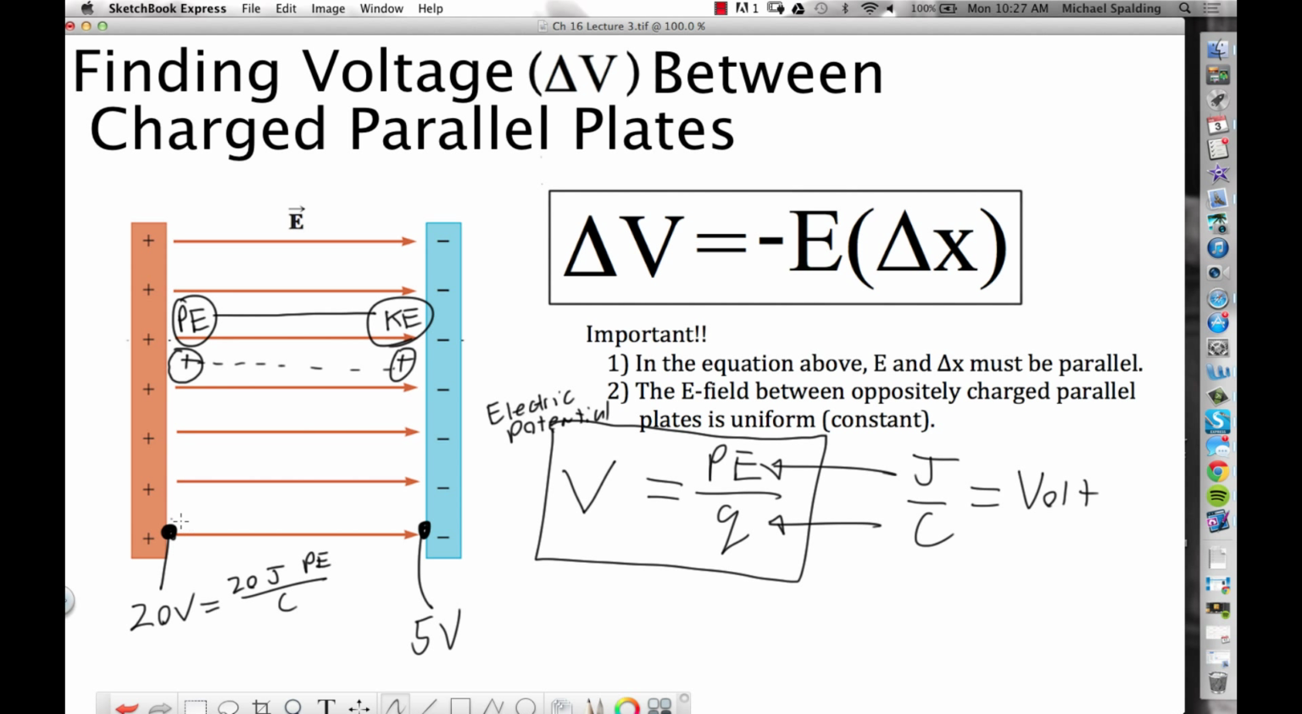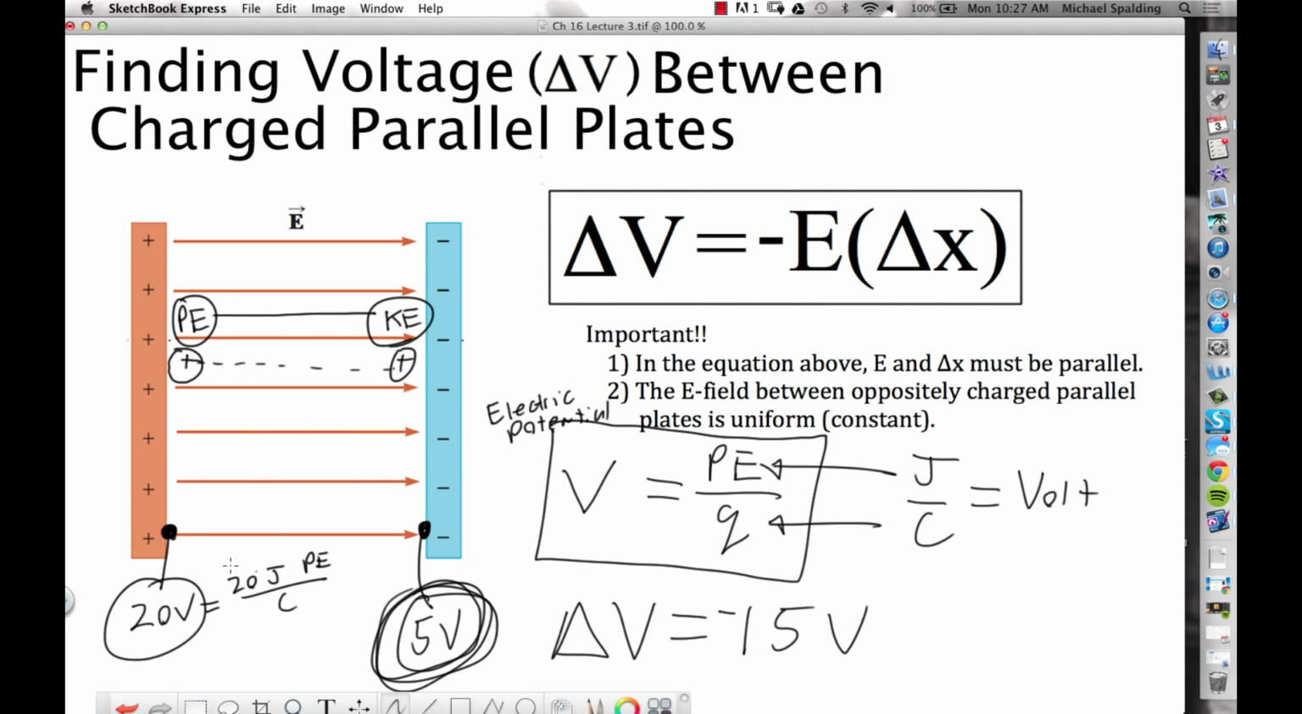So what would be the important thing in this situation? 20 volts and 5 volts. The important thing there would be what? The change in potential, or the potential difference, is what? 15. And technically that'd be negative 15. Why would it be negative? Well, where does the electric field end? At 5. Where did it start? At 20. So you're going 5 minus 20. It's always final minus initial. Okay?